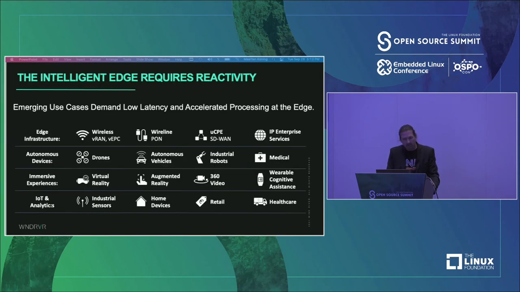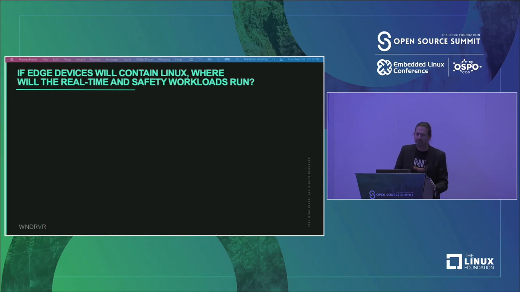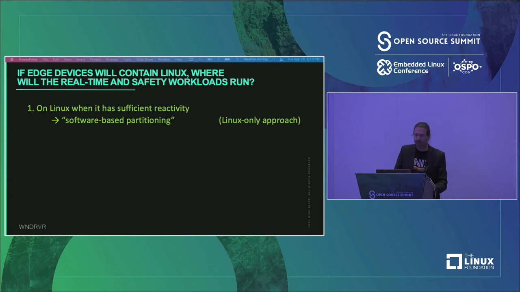So meanwhile, intelligent edge devices need to deal with reactivity, real-time safety, planes, trains, automobiles, drones, robots, medical devices. We need to have the ability to run these payloads. So if edge devices will contain Linux, where are these payloads going to run? Well, they're going to run on Linux, if they can, right? And over time, Linux will be able to run more of those payloads. If Linux can't run the payload, well, then we need to run it somewhere else.